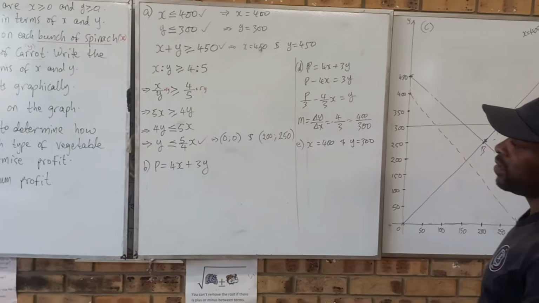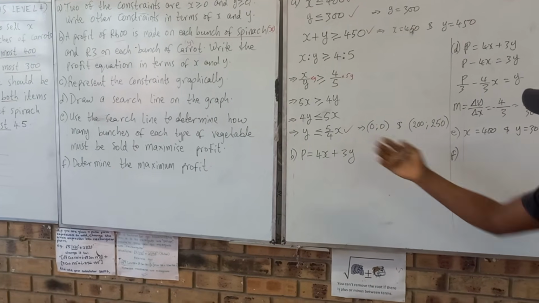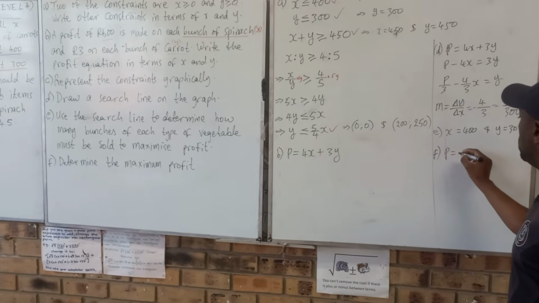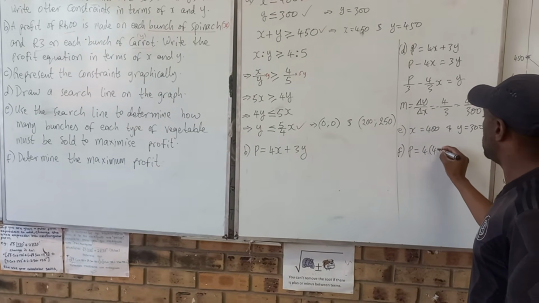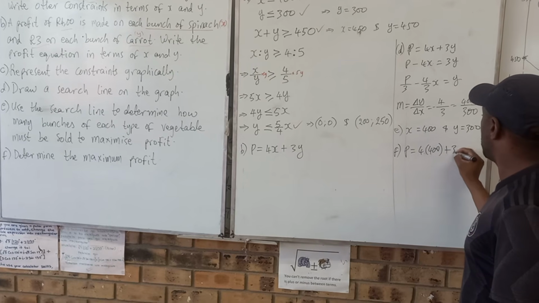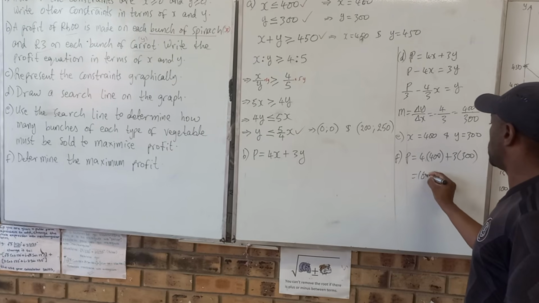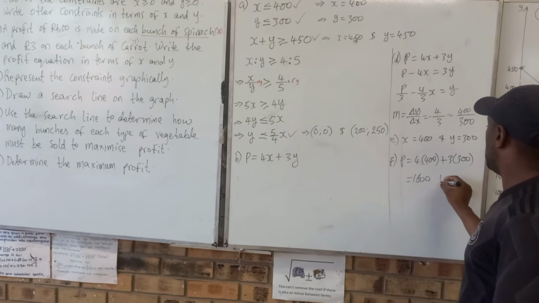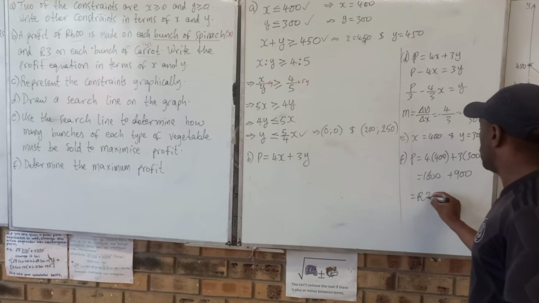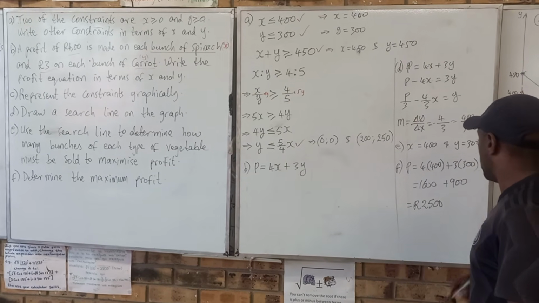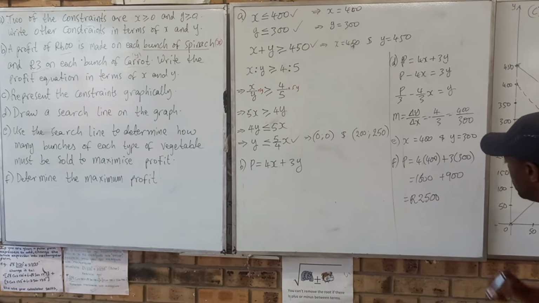In the last part, we need to determine the maximum profit, which is F. We go back to our profit equation. We take 4, multiply by x which is 400, plus 3, we multiply by 300. 4 times 400 is 1,600. Then plus 900, I guess that should give us 2,500, if my mathematics is still that good.